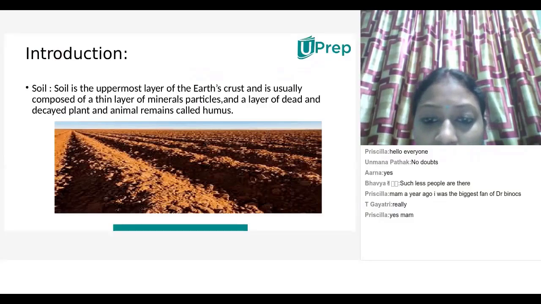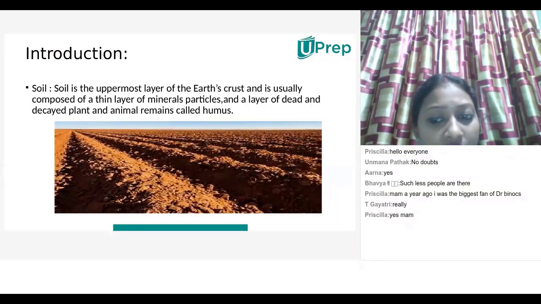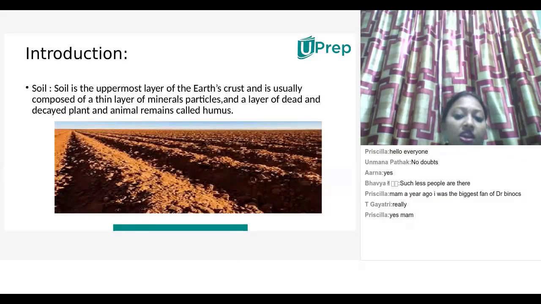Introduction is nothing but soil is the uppermost layer of the earth crust and it is usually composed of thin layer of minerals, particles and a layer of dead and decaying plants and animal remains called humus. So this is about the soil definition and the soil is very rich in humus. Right?